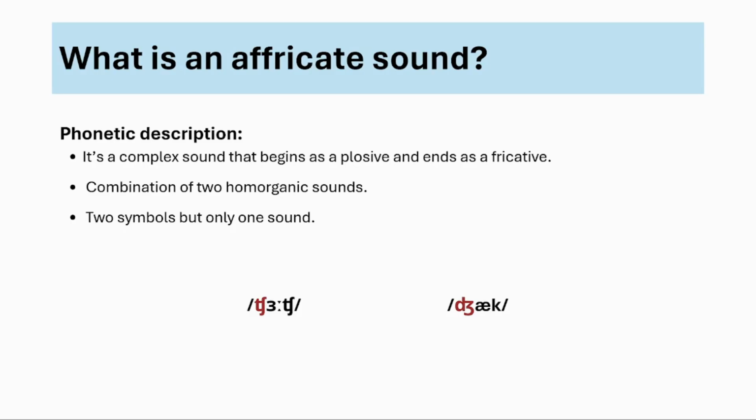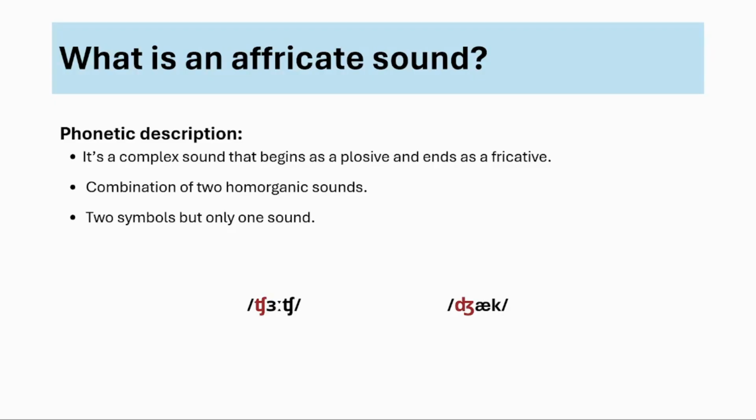An affricate sound is a complex sound that begins as a plosive and ends as a fricative. Why do we say this? Because in the production of these sounds, the articulators move together, the air is compressed, just like in plosive sounds, but instead of releasing the air suddenly and causing plosion, the tongue moves to the position of a fricative sound.